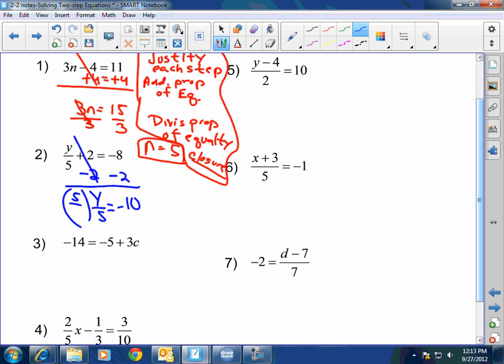You multiply by the reciprocal. That is absolutely fantastic. I couldn't have said it better myself. So y equals negative 50. That isn't so hard, is it, guys?